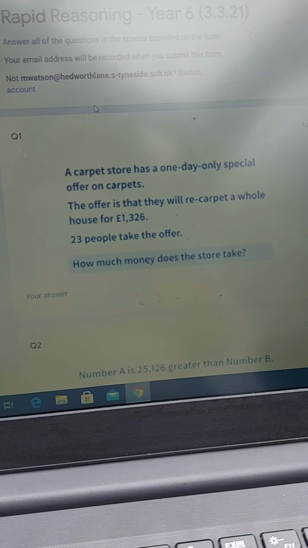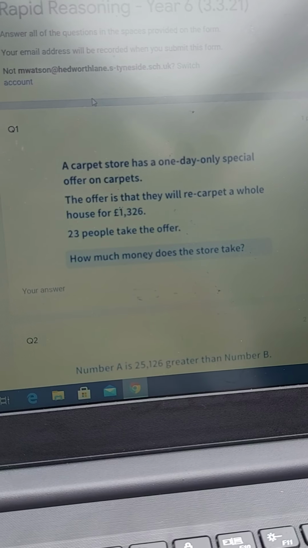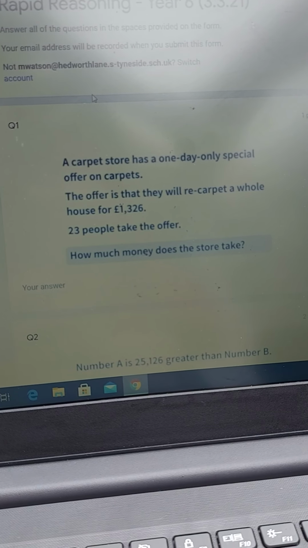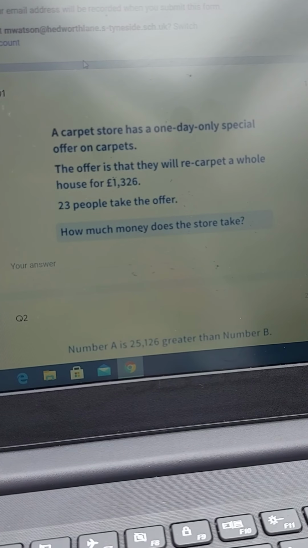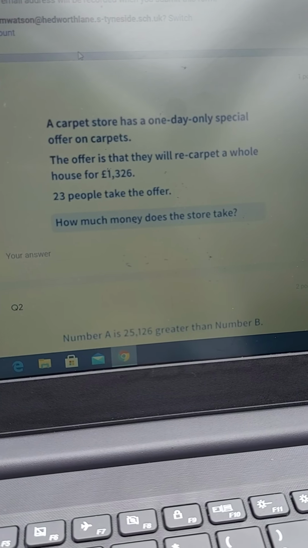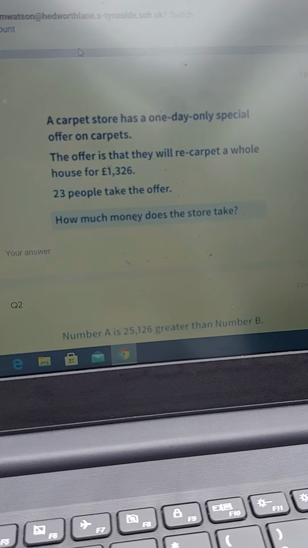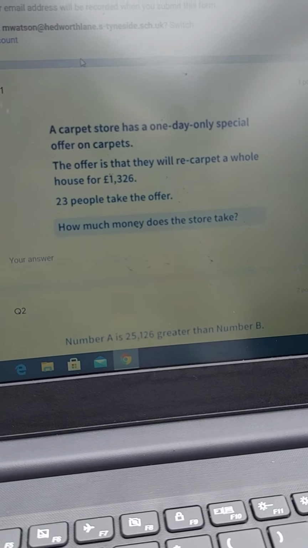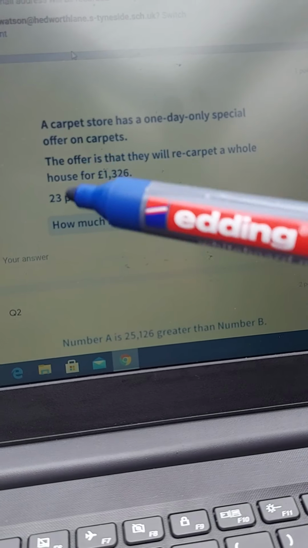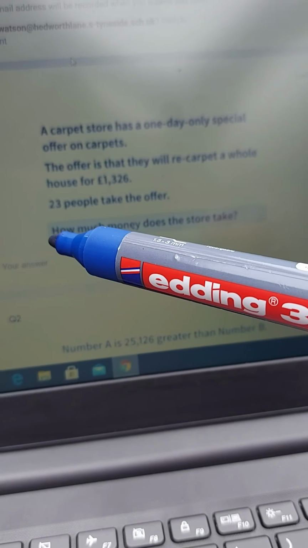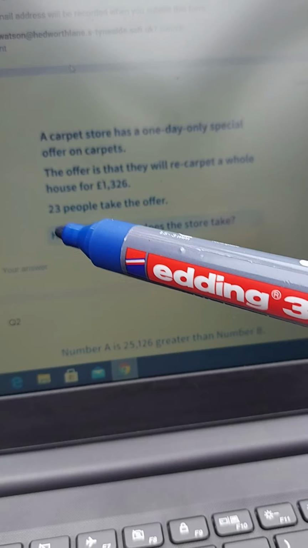A carpet store has a one-day only special offer on carpets. The offer is that they will recarpet a whole house for £1,326. 23 people take this offer. How much money does the store take? So that's for one house. 23 people buy this deal. So it's this number times that number.